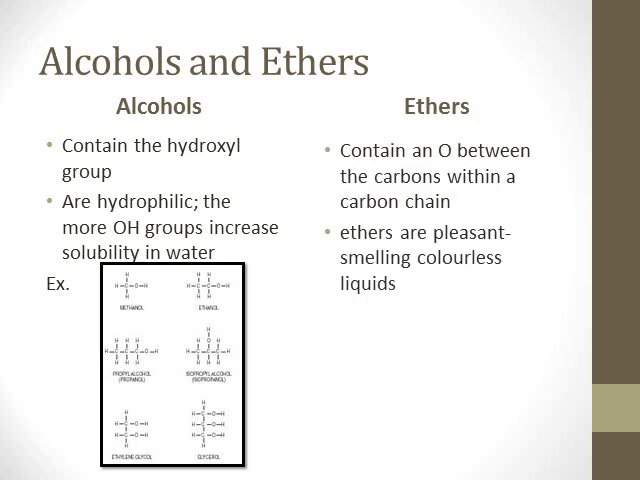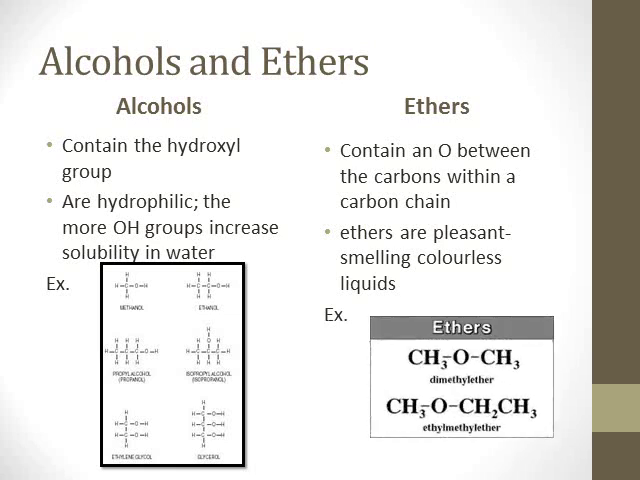Ethers don't have the OH group, but that O is contained between the carbons within the carbon chain. We can see a couple of ethers in the graphic at the bottom here, and they have a neat way of being named. They have ether in the name, so you can tell that they are ethers, and the naming is related to the groups that are on either side of the oxygen. So in the top example, we've got one methyl group on one side, one methyl group on the other side, a methyl group being a CH3 group, and so we call it dimethyl ether.